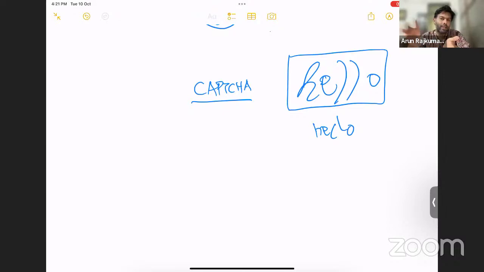Right. So in a CAPTCHA case, it might seem detrimental to teach the computer to figure out that this is actually HELLO. Then we might ask, why should we teach this to the computer? Because we don't want computers or robots to do this for us, right?